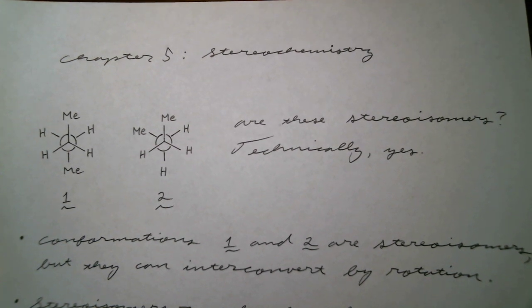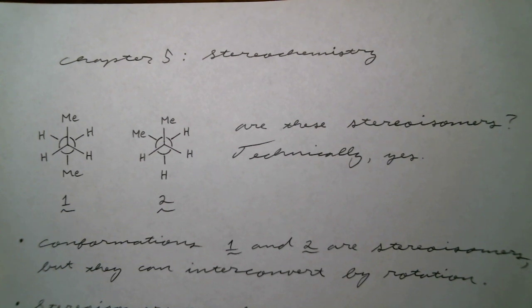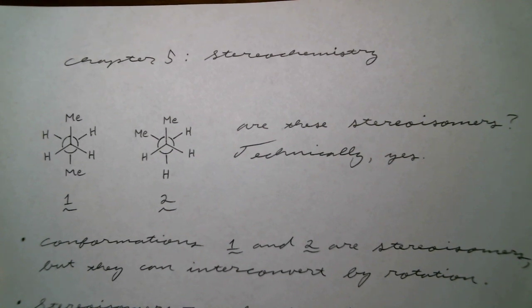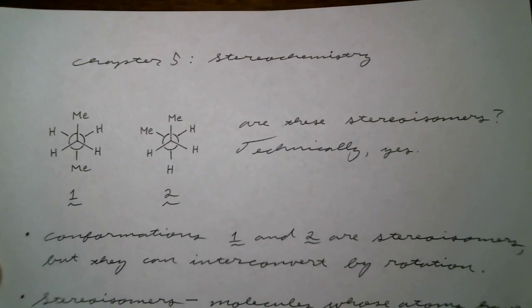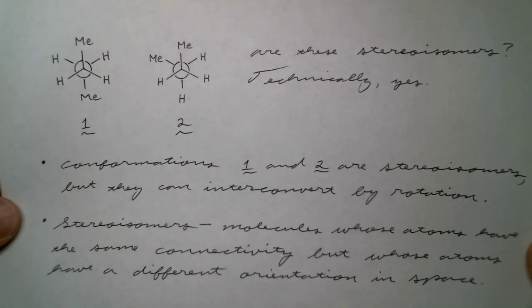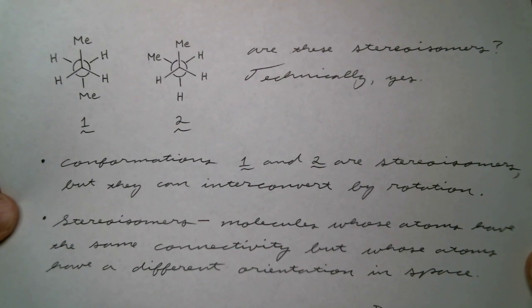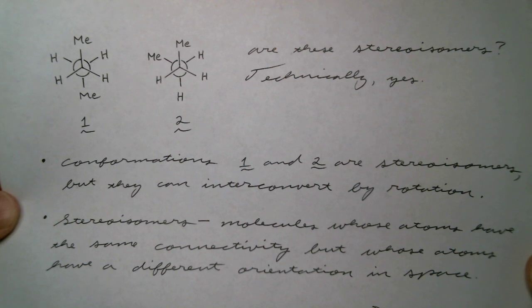Of course, they can interconvert by rotation. So there's free rotation around the C2-C3 carbon-carbon bond in butane, and so conformations 1 and 2 can interconvert with each other. So you can't really hold either of those conformations still to have a set of stereoisomers. So that begs the question, what are stereoisomers?